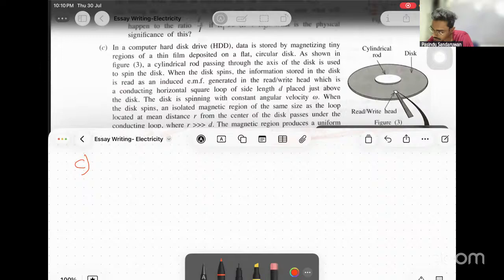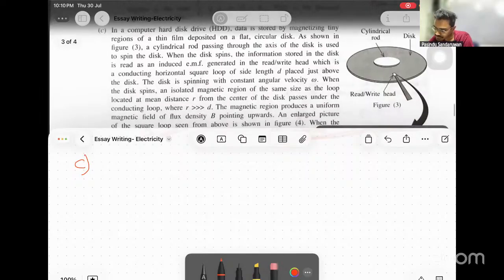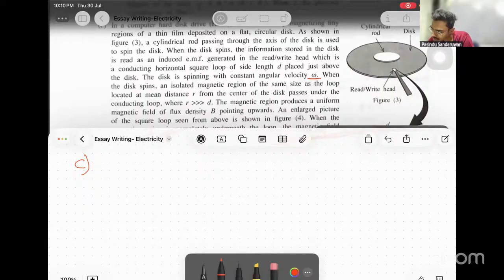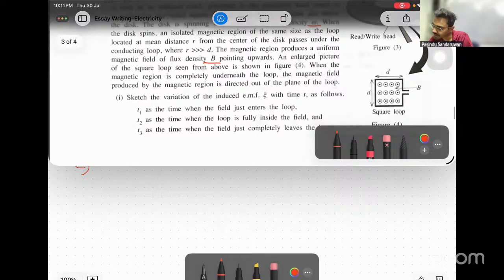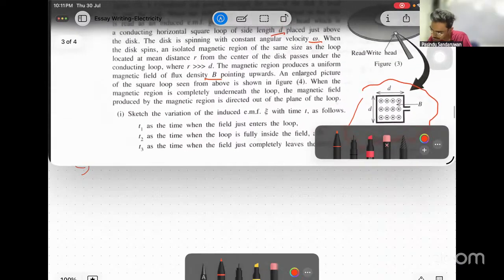Magnetic induction again: induced EMF generated in the read-write head, which is a conducting horizontal square loop of side length d placed just above the disk. The disk is spinning with a constant angular velocity omega. A magnetic region located at mean distance r from the center of the disk passes under the conducting loop, where r is very greater than d. The magnetic region produces a uniform magnetic field of flux density B, pointing upwards. An enlarged picture of the square loop seen from above is shown in figure 4. An aerial view is given, that is clear.